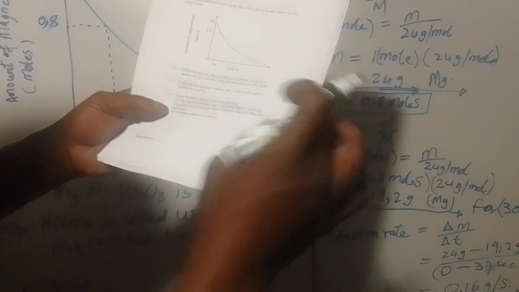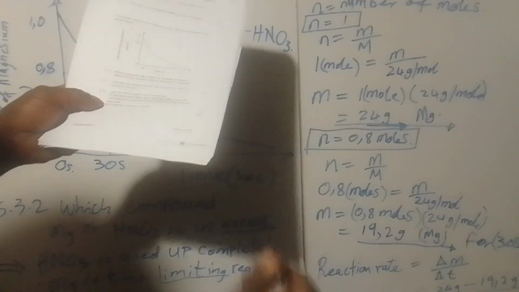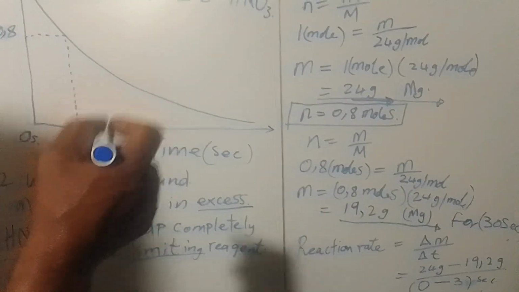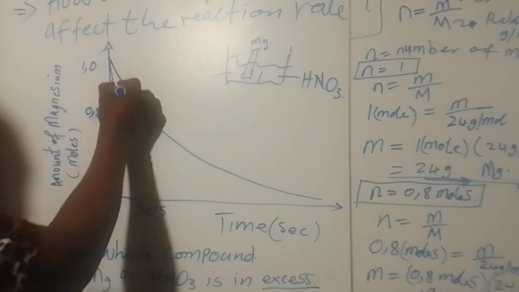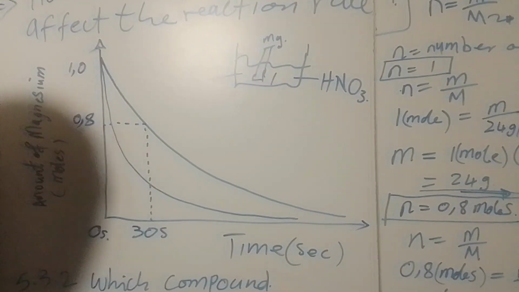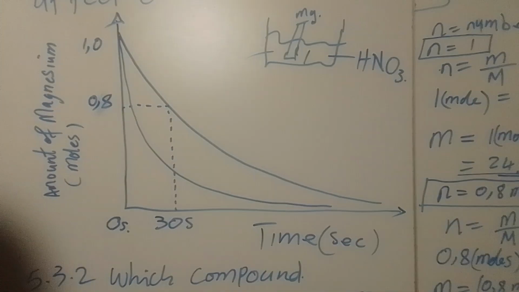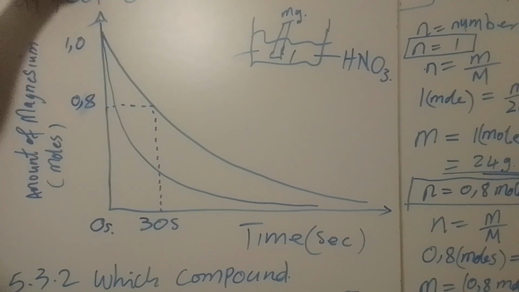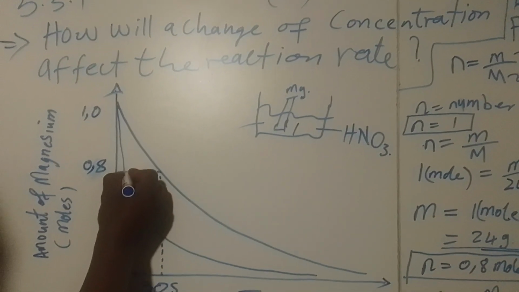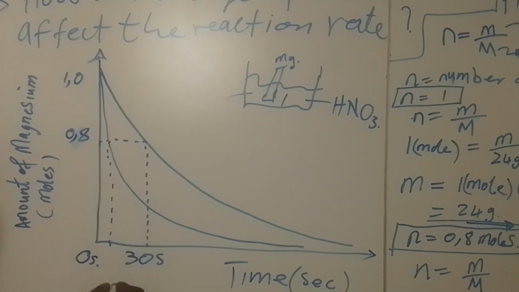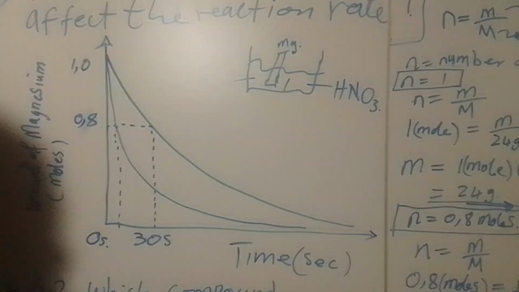If we have used concentrated nitric acid, here it was dilute, now we have a concentrated nitric acid that we use. We start here, this is concentrated, come here. This is how your graph will look, because the graph becomes steeper, because the higher the concentration is, the more magnesium is going to be used at a faster rate. If you check, your 0.8 moles will be here before 30 seconds. Now this is how you have answered the question.